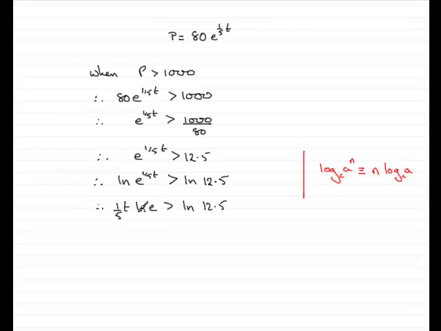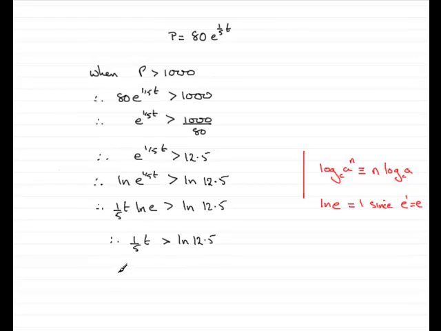Now, what is the natural log of e? Well, it's 1. You should know that any number to its own base is always 1. The natural log of e, let's just put it over here for you, natural log of e is going to be 1, since e to the power 1 equals e. But that's the one that you should know. So what we've got here is 1/5 t then, times 1 is just going to give 1/5 t, is greater than the natural log of 12.5.